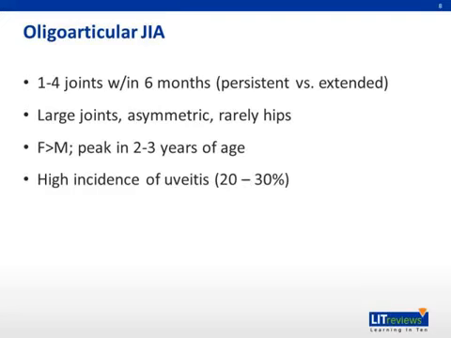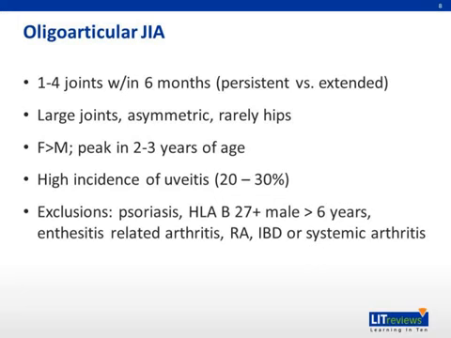Also of importance is that uveitis affects 20 to 30% of children with oligoarticular arthritis. Exclusions for the diagnosis of oligoarticular JIA are listed in the slide. So uveitis is uveal tract inflammation that occurs with JIA, other systemic illnesses, or alone.